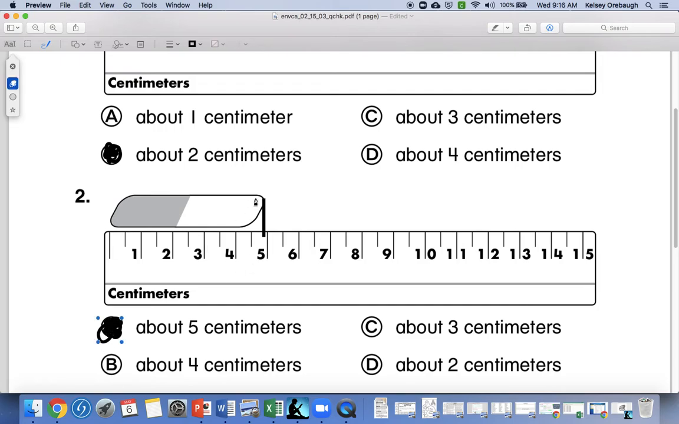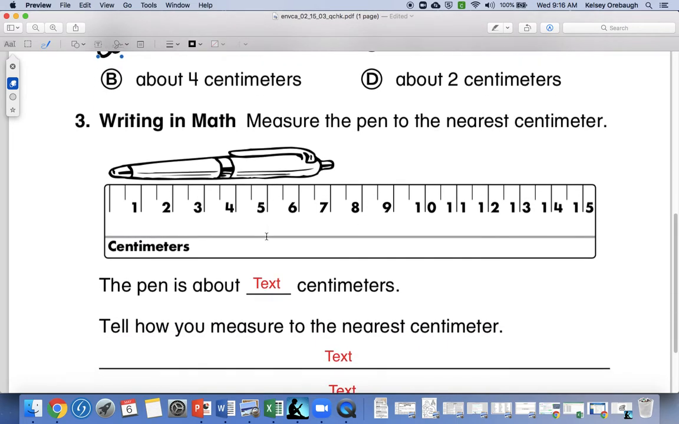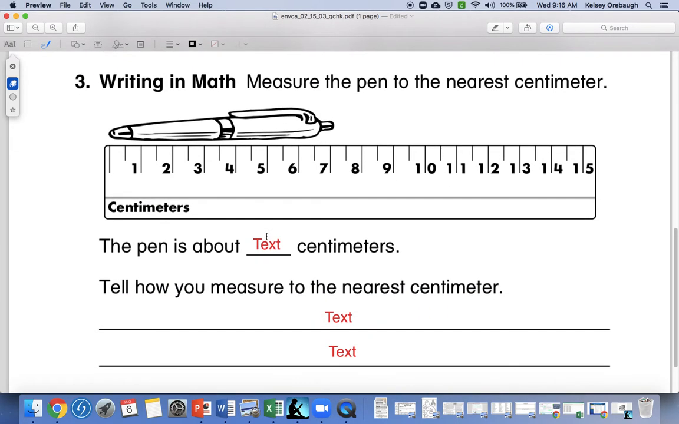So always use the furthest point of the object you're measuring. This is not an exact rectangle. See how it's shorter on one side and longer on the other side. Use that longer side. And number 3, writing in math. Measure the pen to the nearest centimeter.